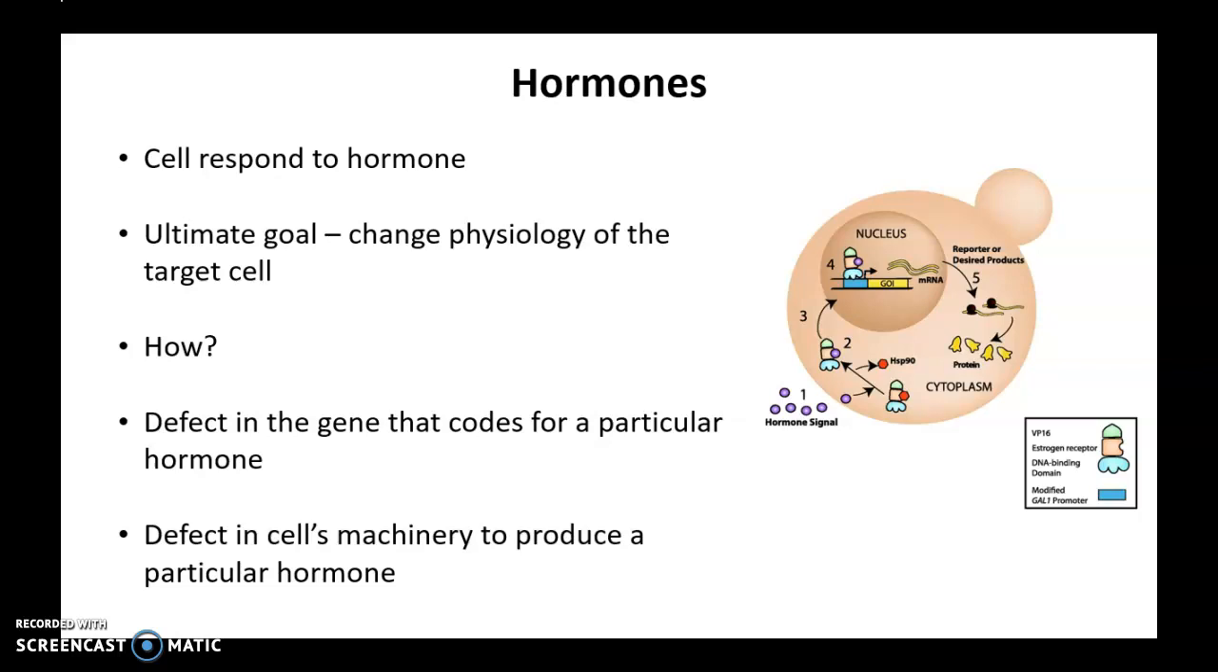Now, what would happen if there was a defect in the gene that codes for a particular hormone, or a defect in the cell's machinery to make that particular hormone? Well, it would be as if the signal was lost altogether.